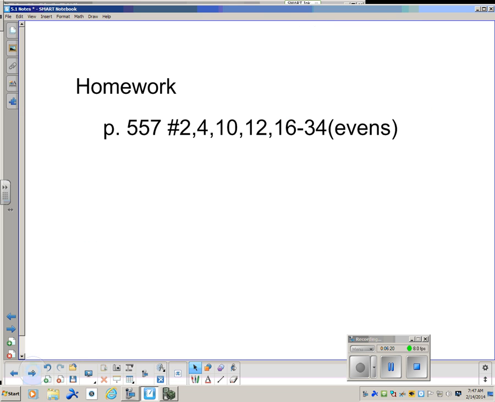All right, so you get to do page 557, numbers 2, 4, 10, 12, and then 16 to 34 evens. So have at that.